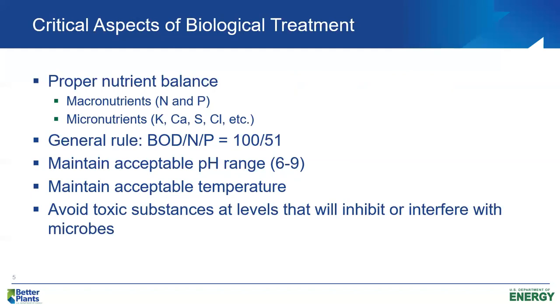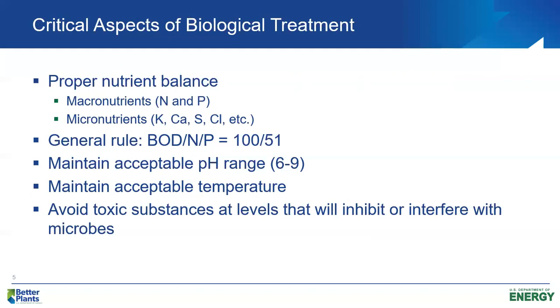The macronutrients are nitrogen and phosphorus. We need more of those. And then we have micronutrients: potassium, calcium, sulfur, chloride, iron, molybdenum, cobalt, zinc, copper, manganese. All of those are micronutrients that the bacteria need in small concentrations and that you and I also need in small concentrations. In municipal wastewater, we don't normally have to worry about the nutrient concentrations because generally we have a lot more of these nutrients than we need. But in industrial wastewater treatment, we may have a high-strength organic waste that can be nutrient deficient. So we have to be aware of that, and we can artificially supply the necessary nutrients.